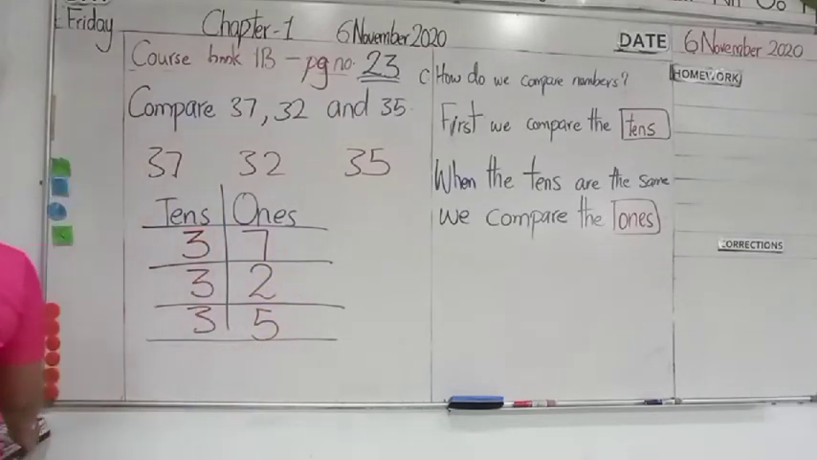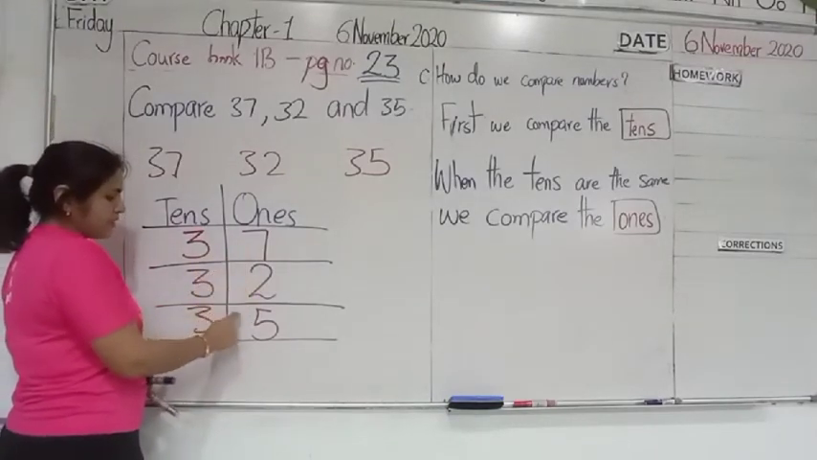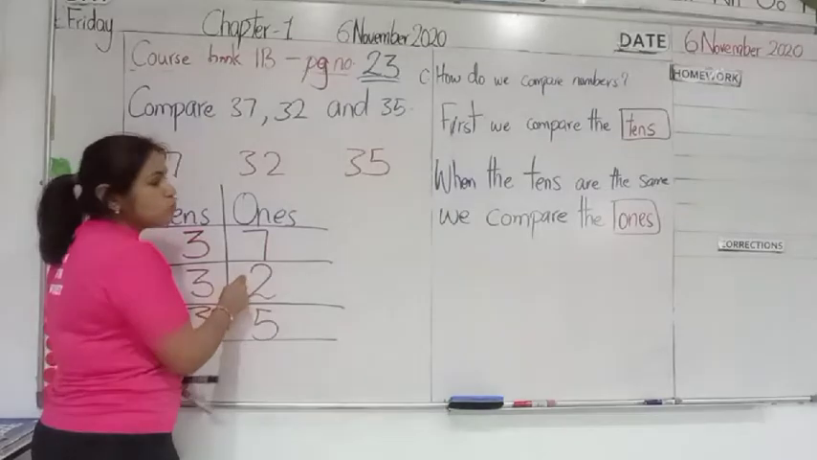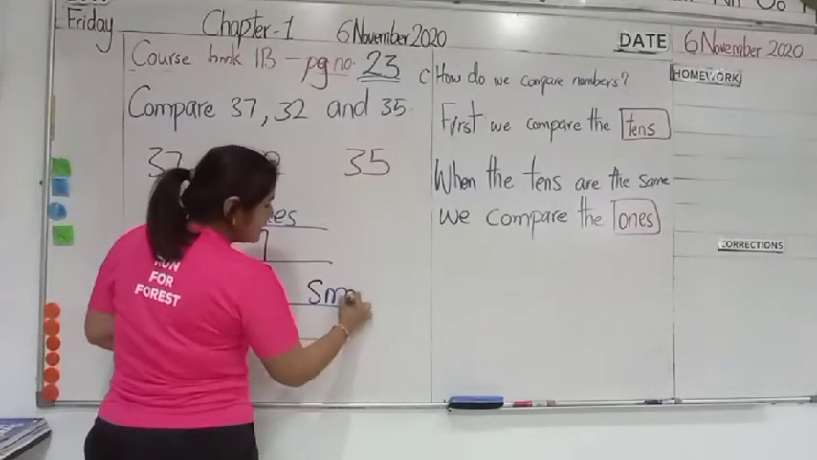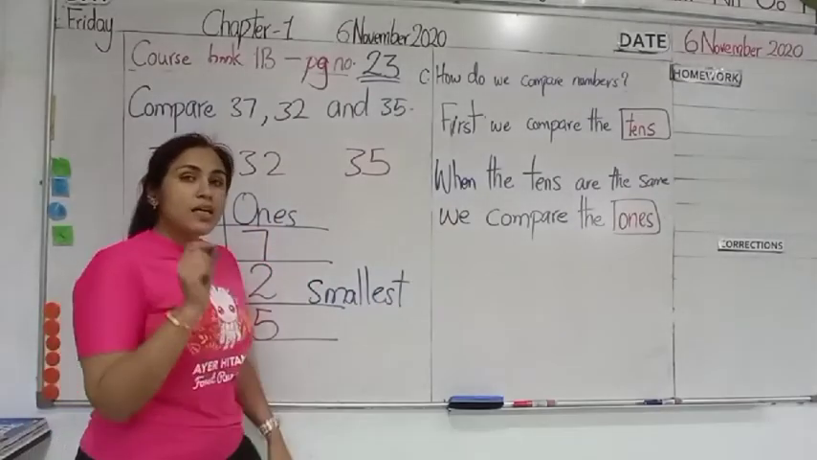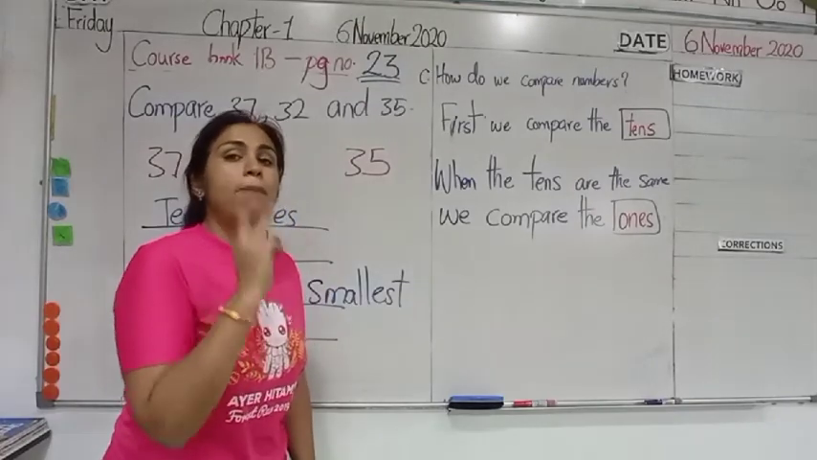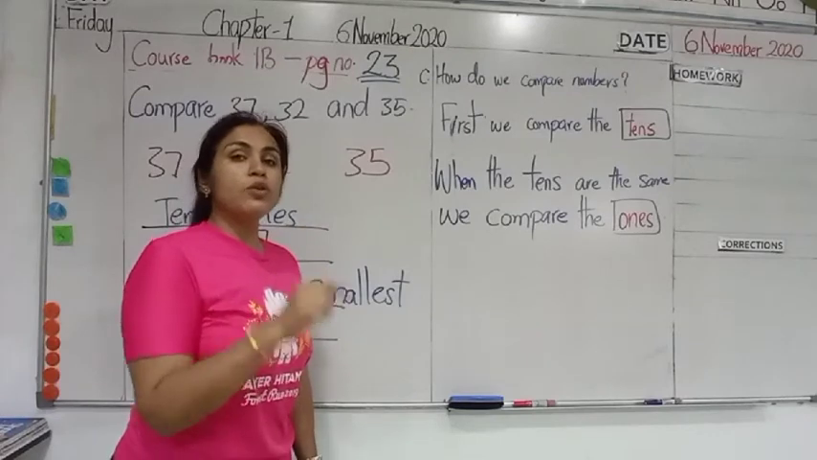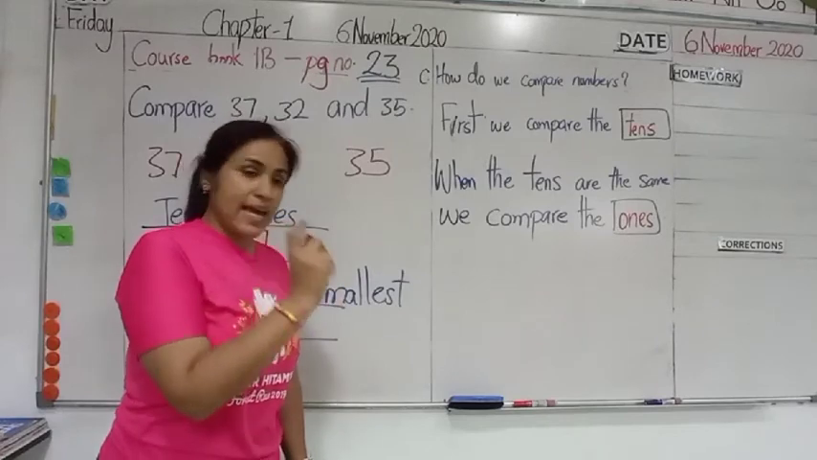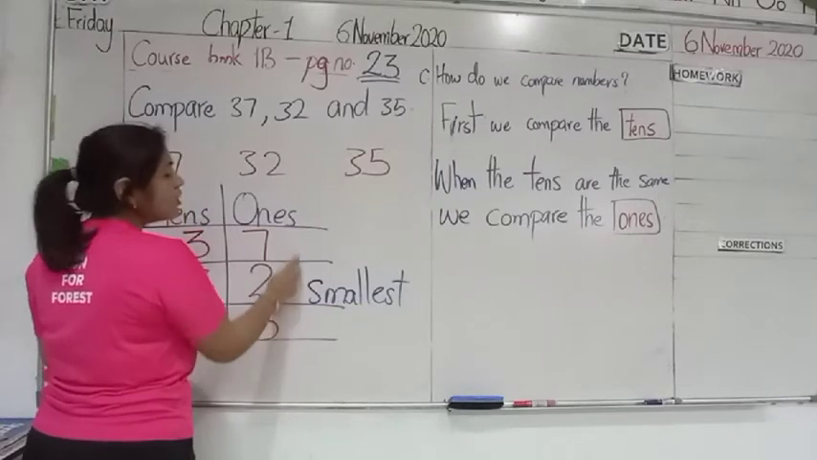So now let's compare 37, 32 and 35: 7, 2 and 5. Here 2 is the smallest number. Why didn't I say smaller? We use smaller when we are comparing two numbers. Here we are comparing three numbers, so we will use the ending est. The sound at the end of the word is est: smallest, smaller, small.